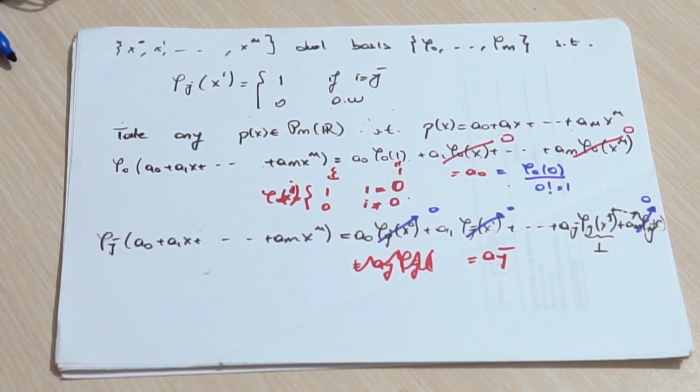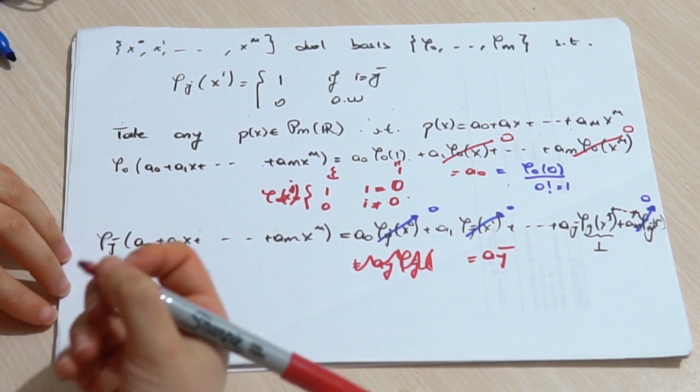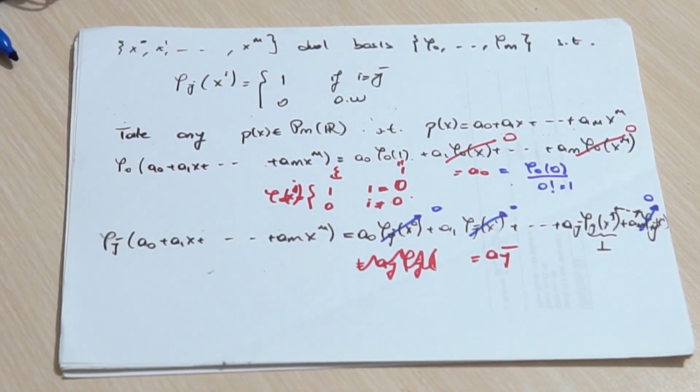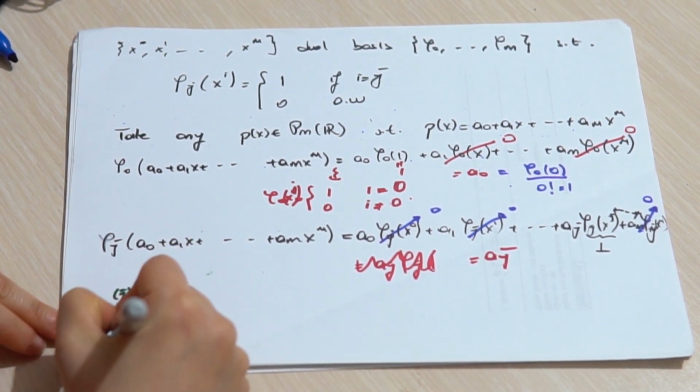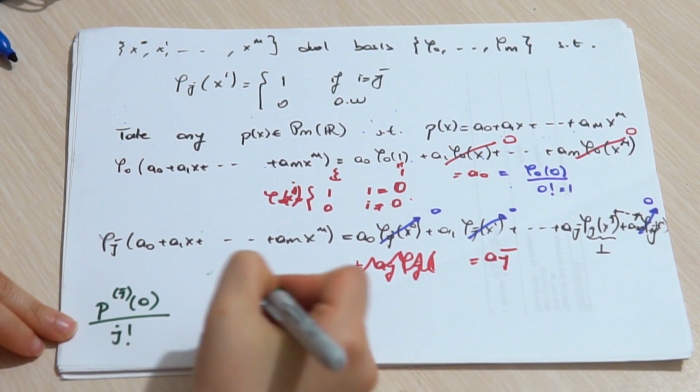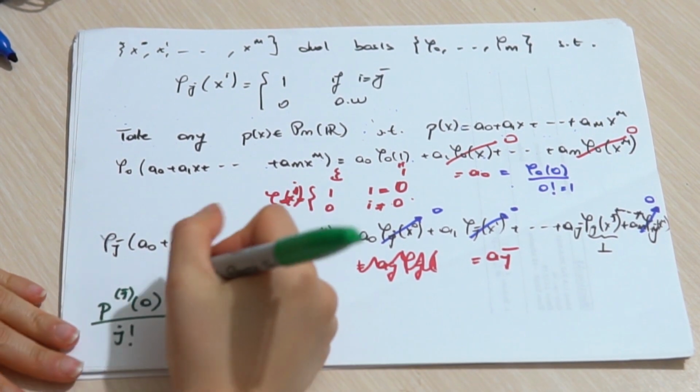So let's look at this one. Now we need to show that this is equal to the j-th derivative of p at 0 over j factorial. Let's look at what the j-th derivative of p at 0 over j factorial is. Let's find this one.